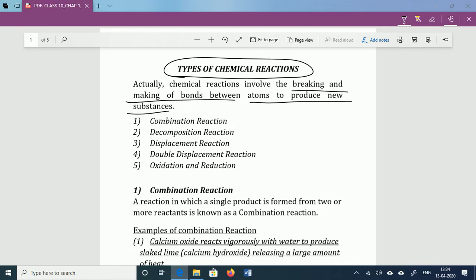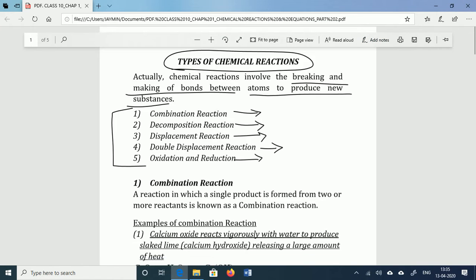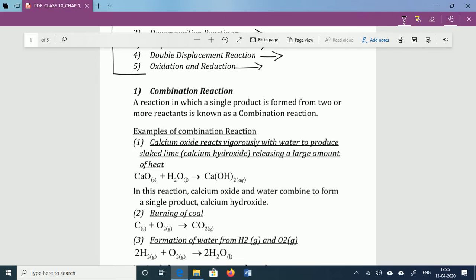In this chapter we will discuss a total of 5 types of chemical reactions: combination reactions, decomposition reactions, displacement reactions, double displacement reactions, and oxidation reactions. So the first one is the combination reaction. Now what is the meaning of combination reaction? As the name explains, combination means to combine.